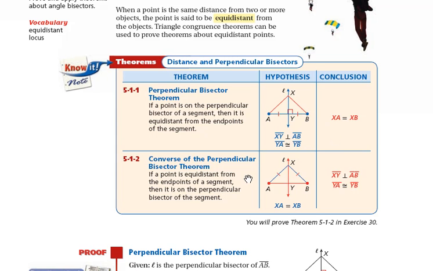Now the converse of this is kind of just flipped around. If a point is equidistant from the endpoints of a segment, then it is on the perpendicular bisector of that segment. So now what we're saying is we have some point out here in space, and if we measure from that point to A and that point to B, and they're the same distance, what we can say then is that point must be on what we call that perpendicular bisector line. So it's kind of in reverse.